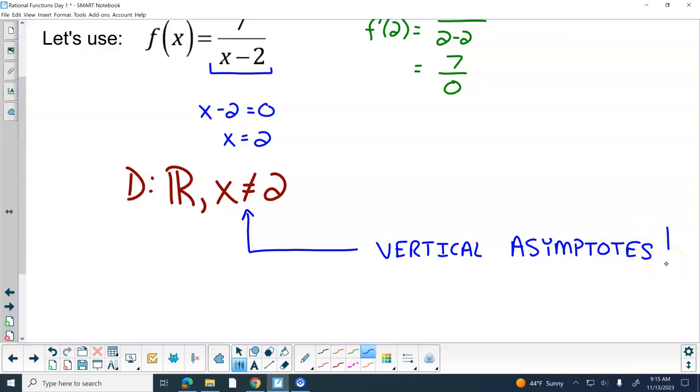Okay? Because the function cannot exist there. So we block out that whole section of the graph. So whatever that number is, nothing can exist there. So we block it totally out. Okay? And so we put a vertical asymptote there.